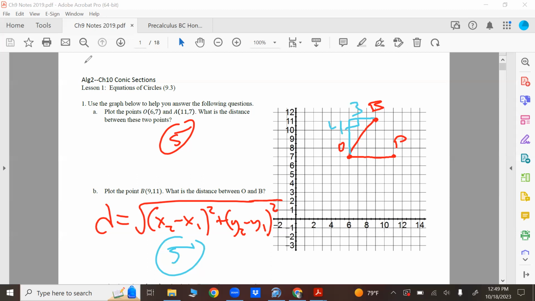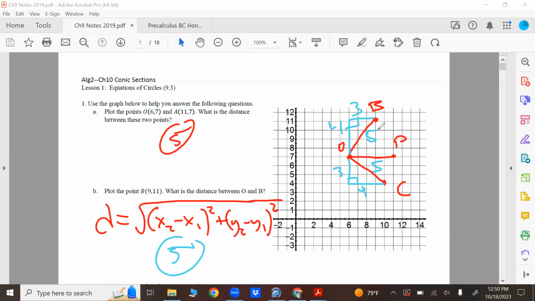So now let's plot 10, 4. I'm not going to move my screen just because I want to keep the graph here. 10, 4 is right here. We'll call this point C. And what's that distance? Same thing, right? Same.